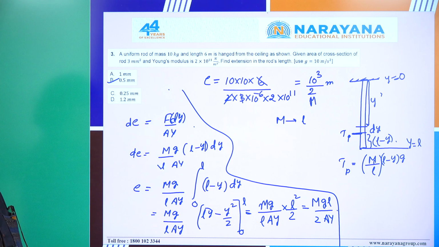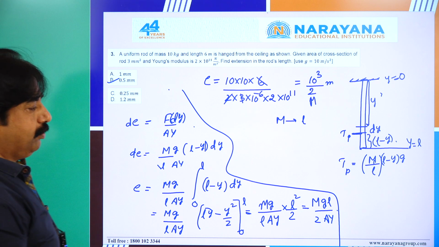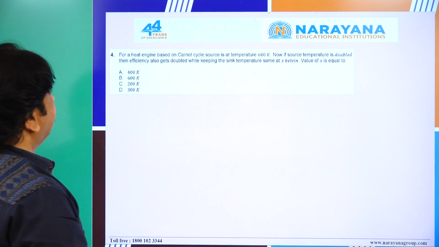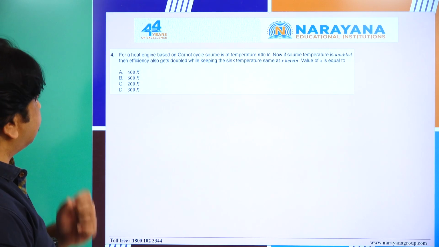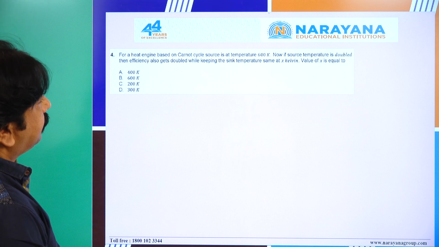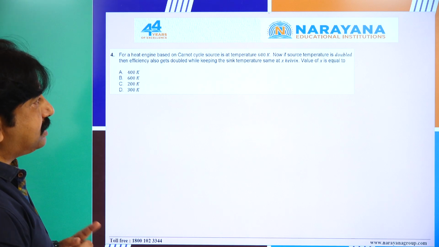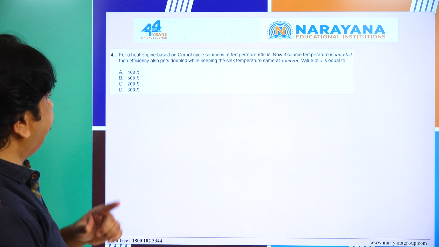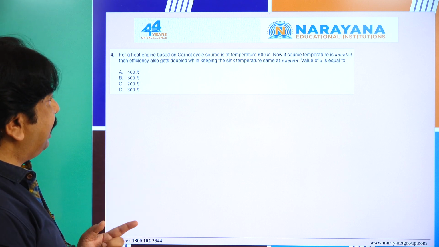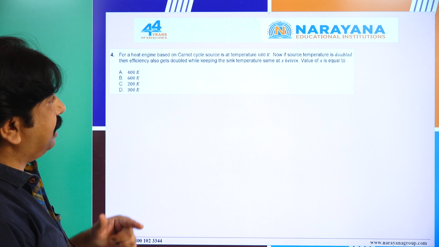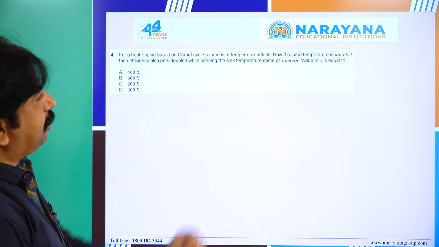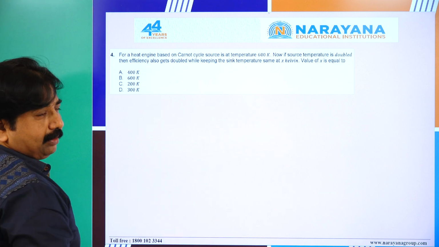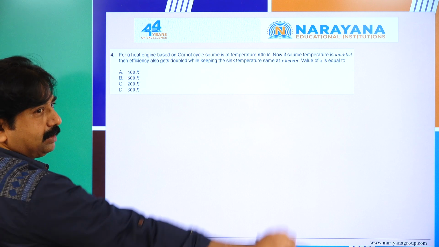Now next one, we are going to discuss the next question only. For a heat engine based on Carnot cycle, the source is at a temperature of 600 Kelvin. Now if the source temperature is doubled, then the efficiency also gets doubled while keeping the sink temperature the same at x Kelvin. The value of x is equal to what? Now this is purely the second law of thermodynamics.